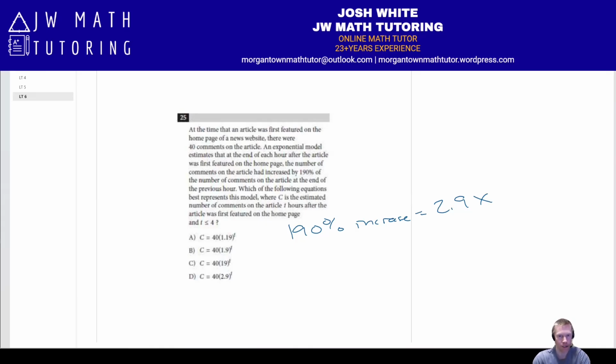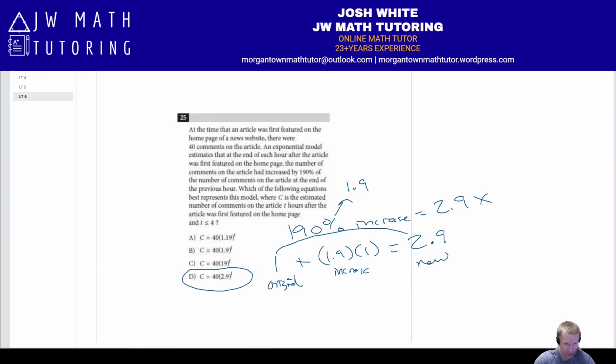The reason is, let's say you start off with 1. That's the original. And then you increase that by 190%. 190% as a decimal is 1.9. So you would take 1.9, multiply it by 1. So you have the original, and then this is the increase. After the increase, you would end up at 2.9. Basically, it's the same as multiplying 1 by 2.9. So the correct answer for this one is going to be letter D.